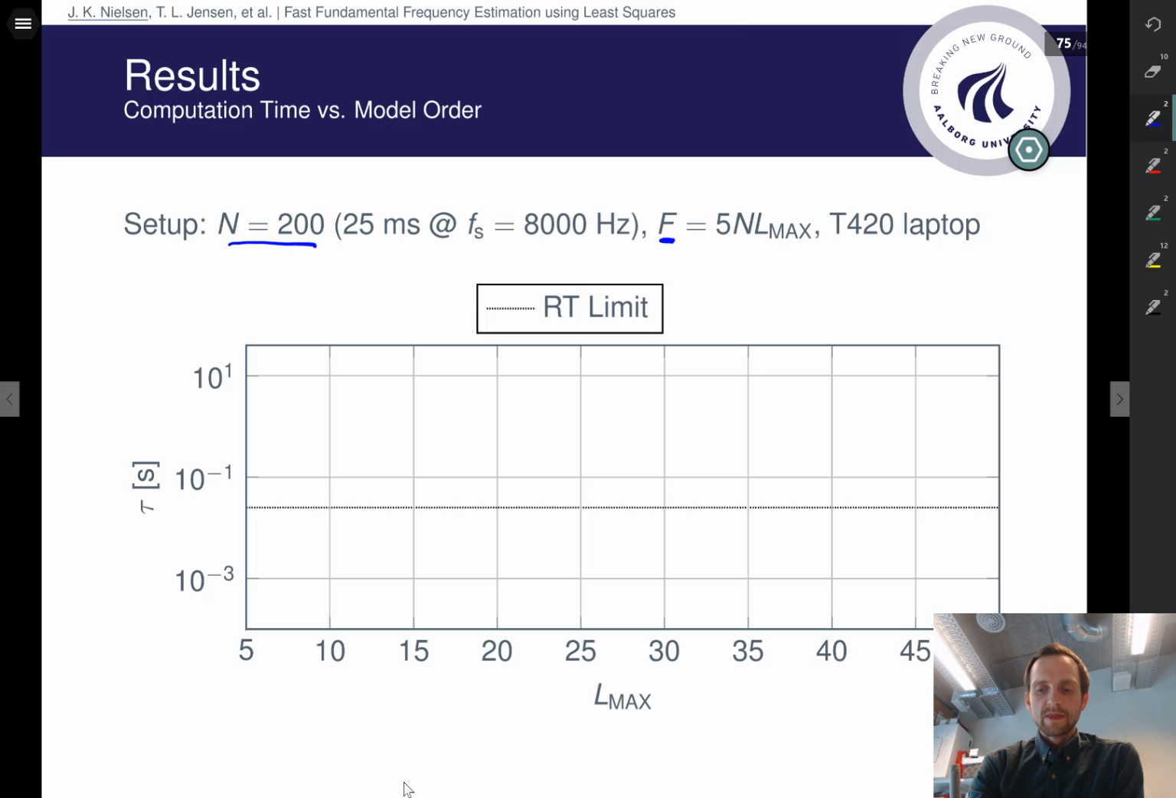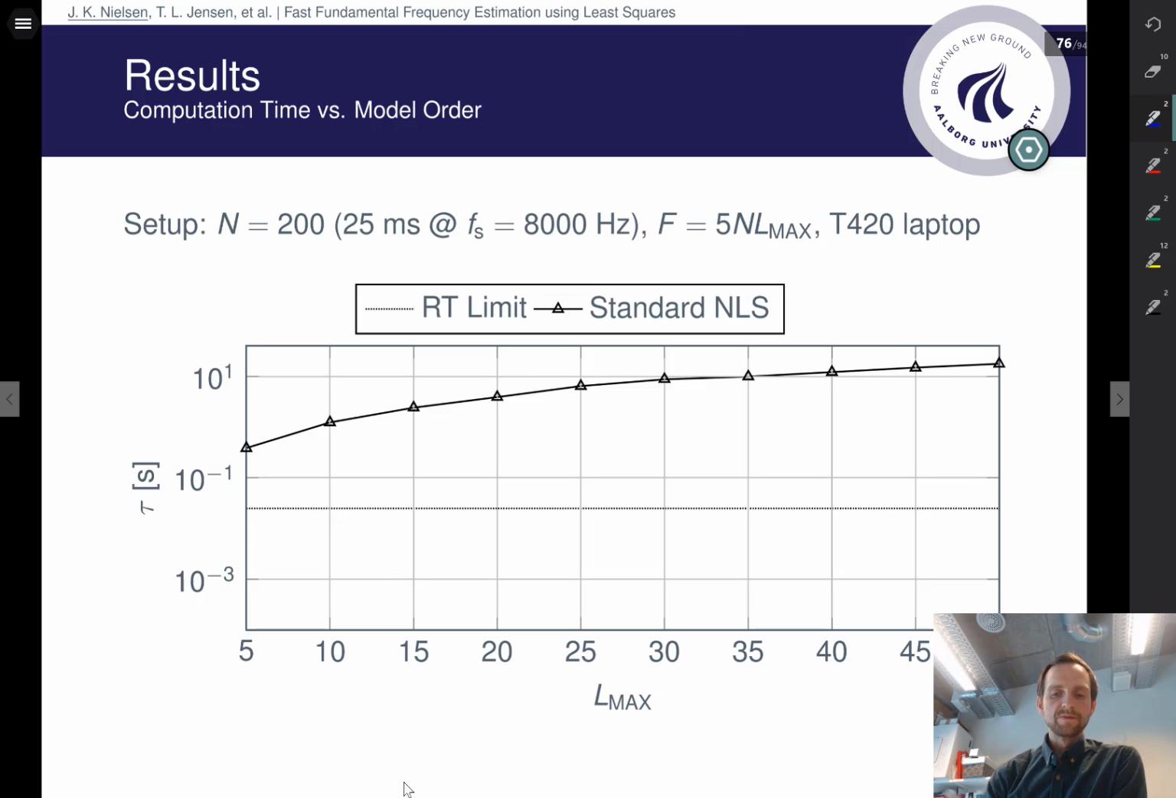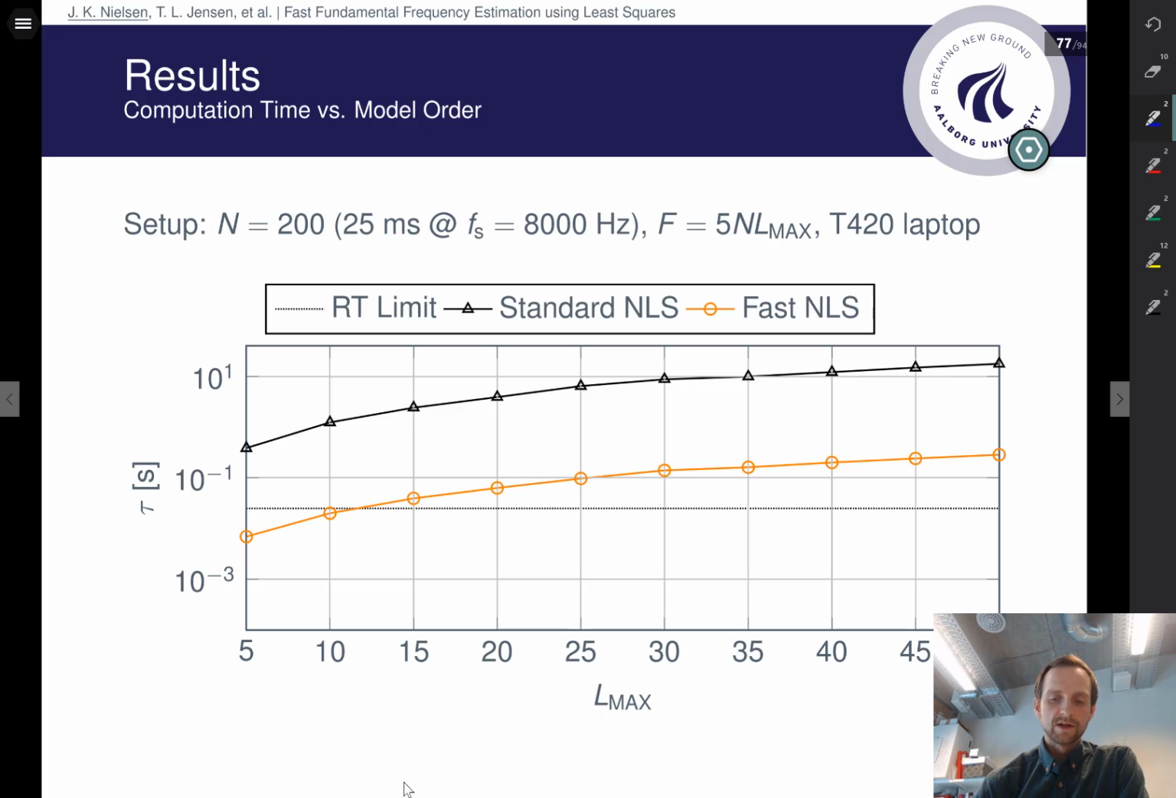These are evaluated on a T420 Lenovo laptop. What you see on the x-axis here is the maximum candidate model order, and on the y-axis you see the computation time. The dotted line here is the real-time limit. If we are below this dotted line, that means that we can run the algorithm in real time. This is the standard nonlinear least squares method, and that's far from real time.